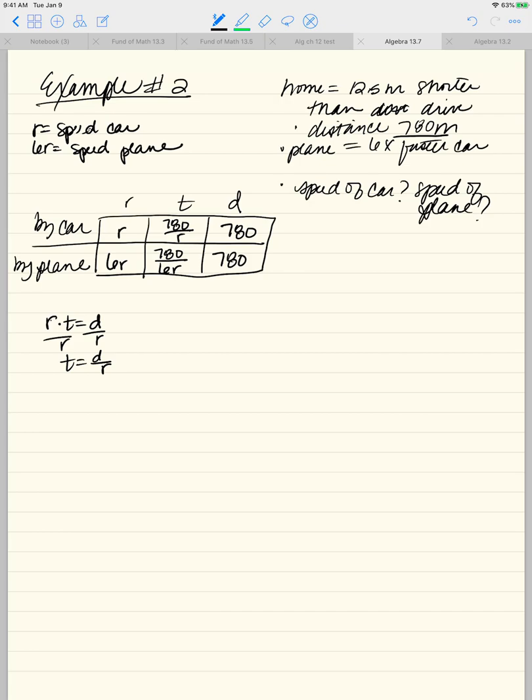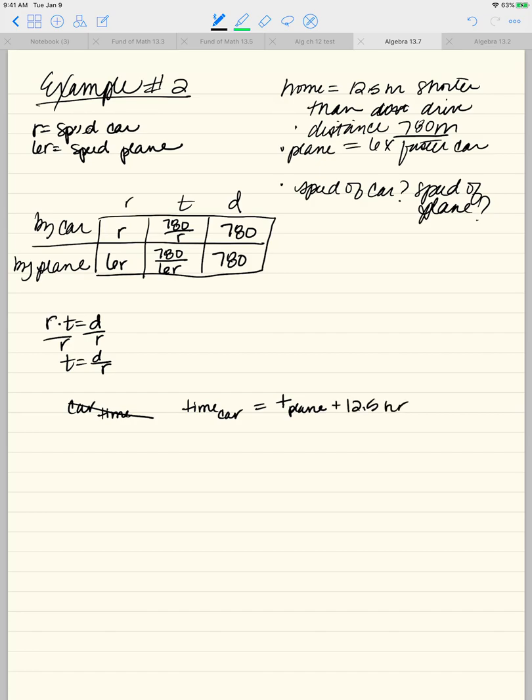Now, what do we actually know here? Well, we know that it's 12 and a half hours longer for her to drive than it is for her to fly, okay? So that means her car time, or time car, I should have put that, actually, let me just do that. The time, or T, in the car is equal to the time of the plane plus 12 and a half hours.